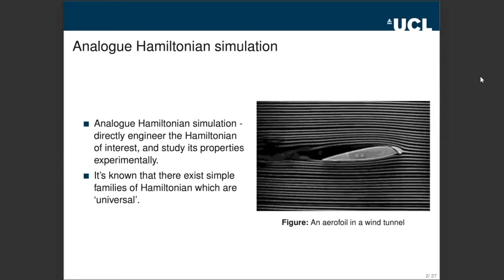So it's been shown that within a very demanding definition of what it means for one Hamiltonian to simulate another, there exist universal models, and these are families of Hamiltonians which can simulate all other quantum many-body physics.